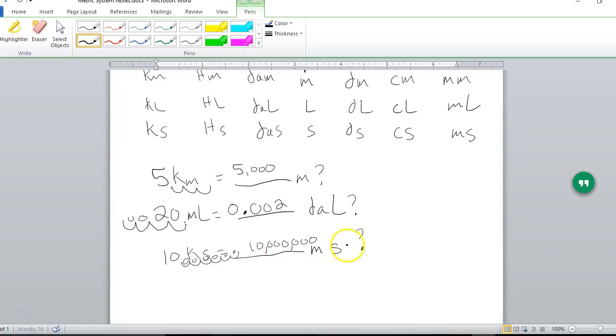All right, so that is metric conversions. Pretty simple. You're just moving the decimal point either to the left or right, and you're counting how many times you have to do that based on the problem they gave you. All right, thank you.